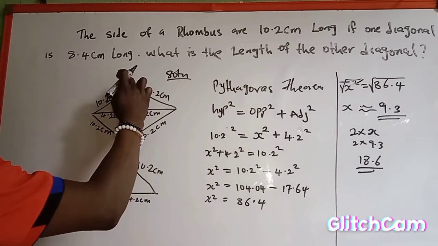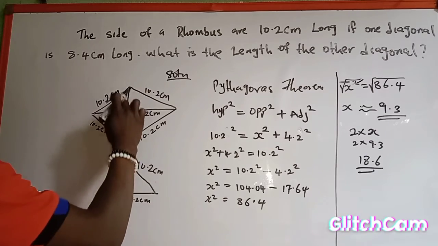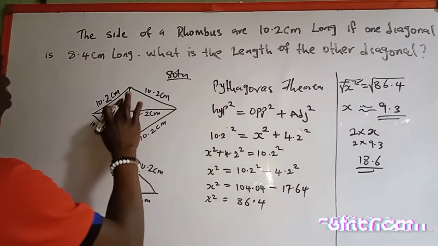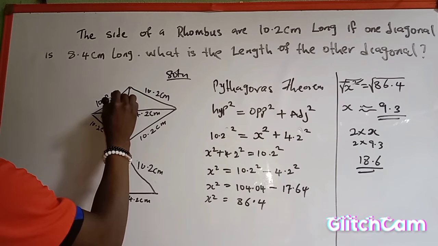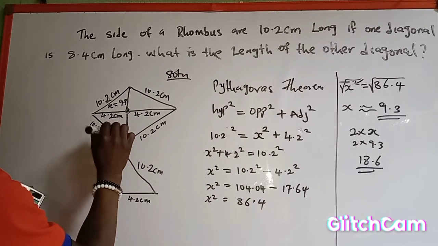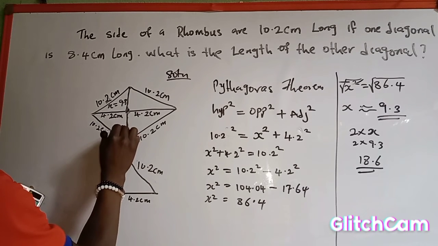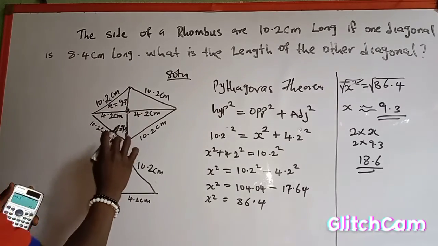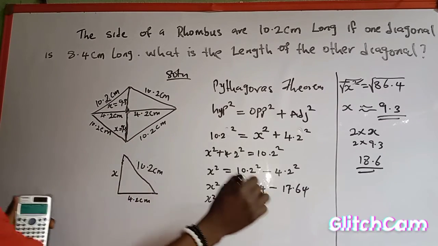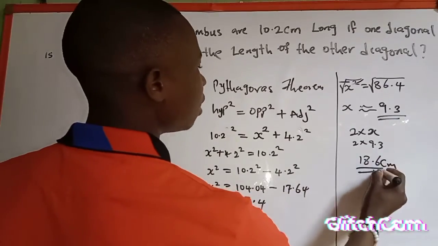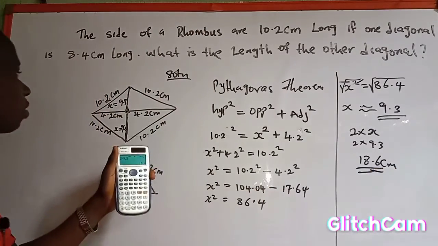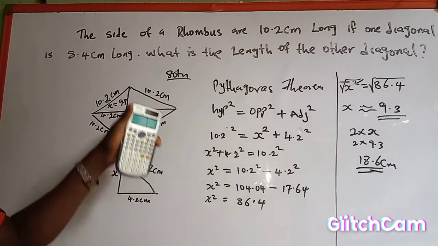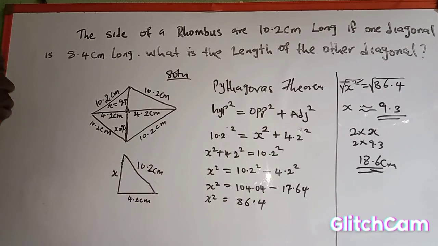And remember, we found from this place to this place to give me 9.3. So here now my S will be equal to 9.3. Then the second one is equal to 9.3. So if you add the two together, it will give me 18.6 centimeter as the length of the second diagonal.